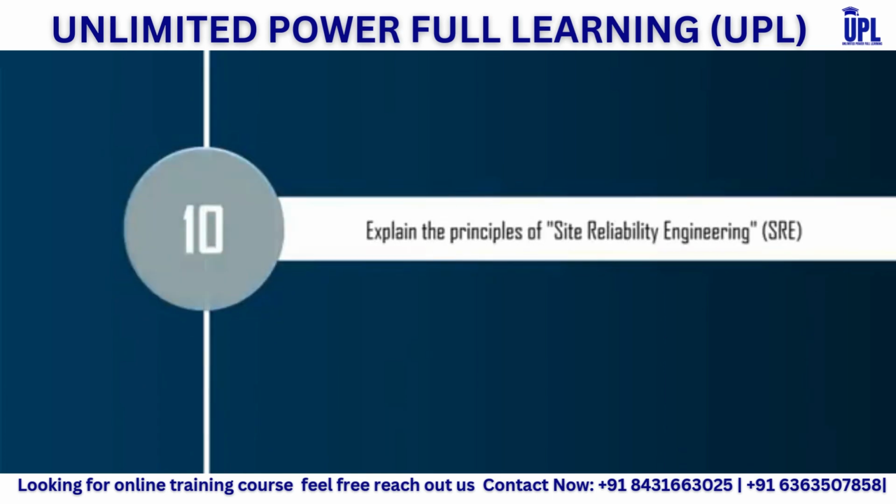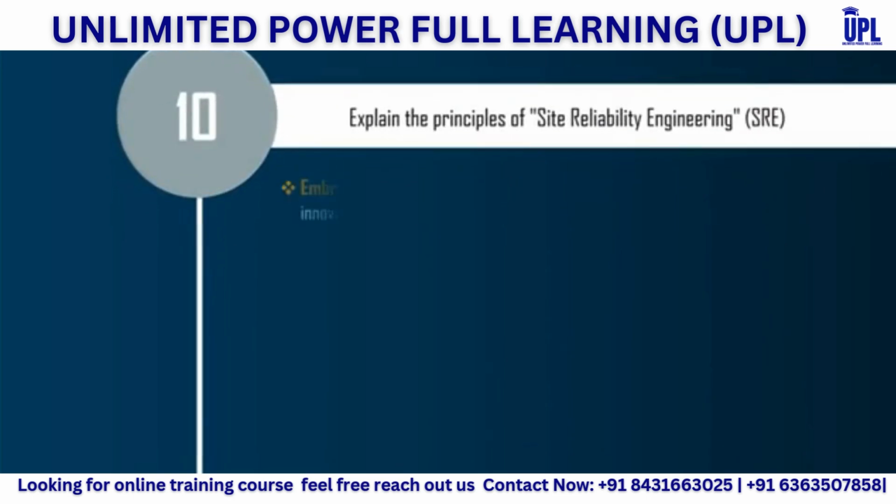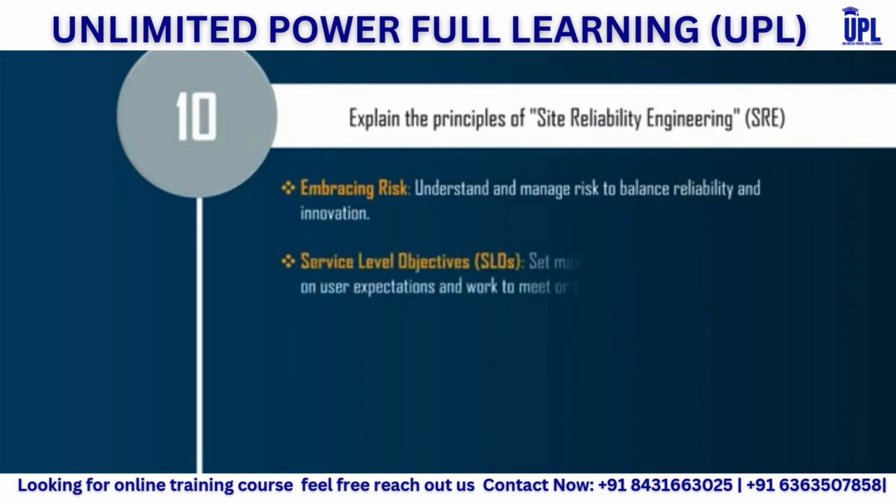explain the principle of site reliability engineering, that is SRE. SRE is a discipline developed by Google that combines software engineering and IT operations to create a balance between reliability, availability, and efficiency in large-scale complex systems. The key principles of SRE are embracing risk. So understand and manage risk to balance reliability and innovation. Next, service level objectives. Set measurable reliability targets based on user expectations and work to meet or exceed them.